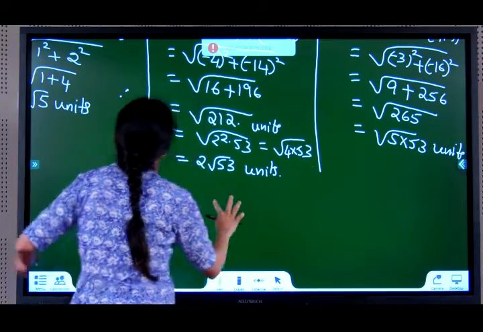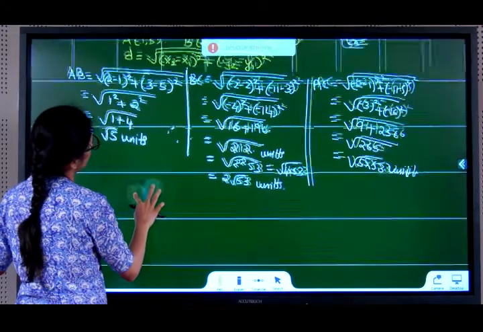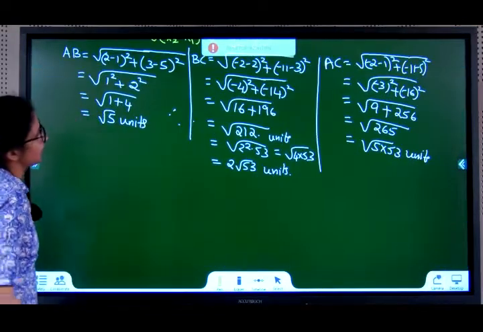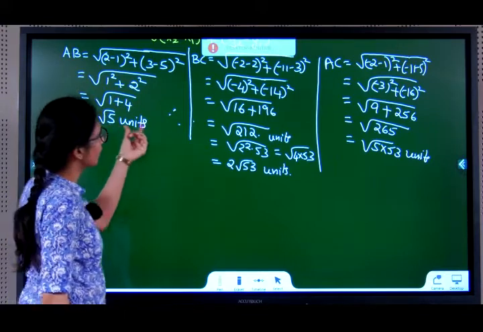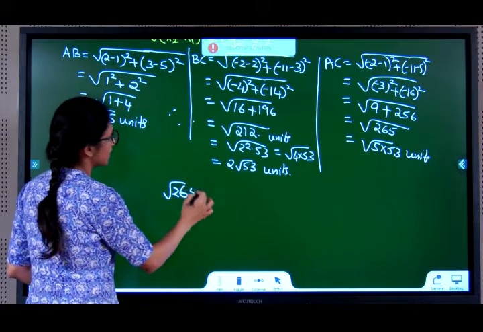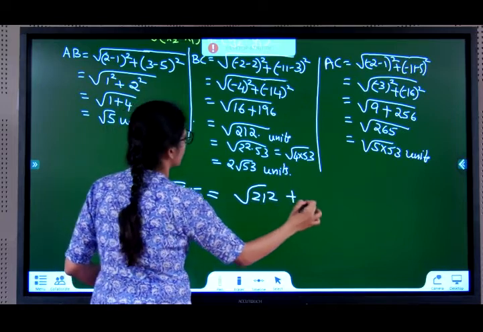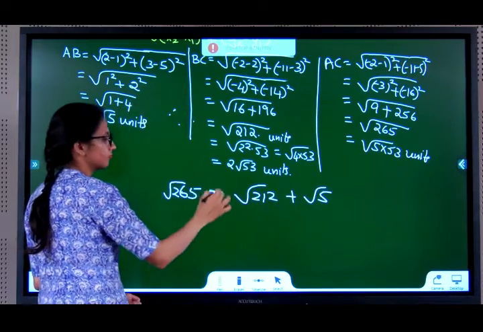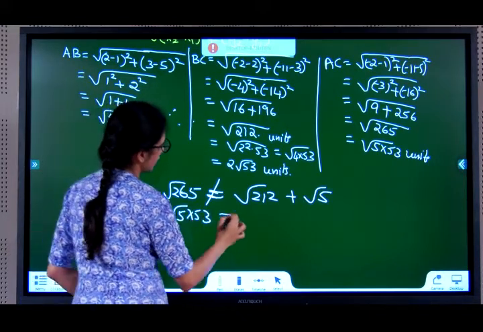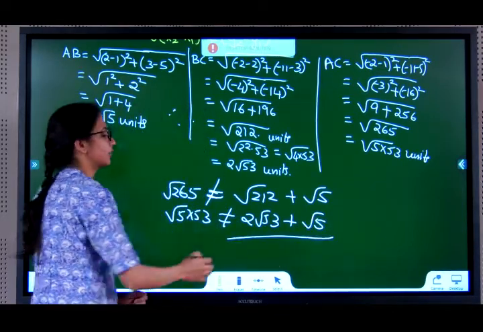Let's see. Among what we have here, if I had to compare them, who's the biggest? Root 5, root 212 or root 265? Root 265. So the biggest side has to be the sum of the two smaller sides, right? What are the smaller sides? Root 212 and root 5. Are they equal? No. See, root of 5 into 53 is not equal to 2 root 53 plus root 5. You cannot add them at all. They are not equal. Therefore, the points are not collinear.